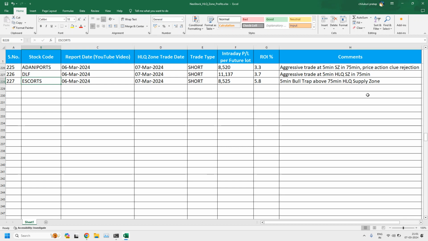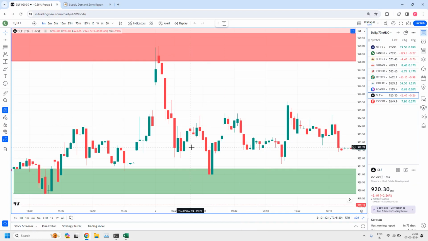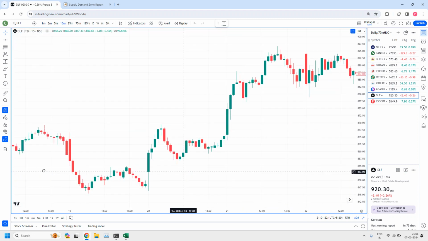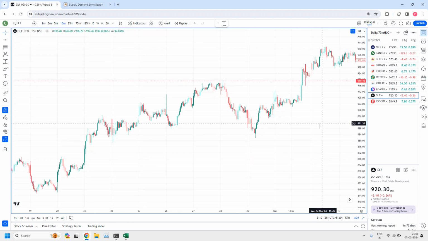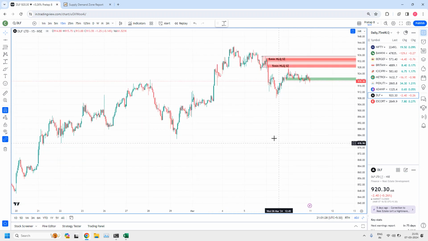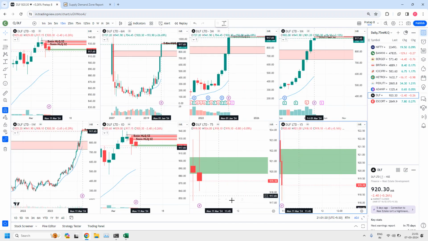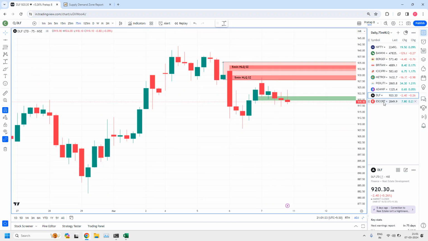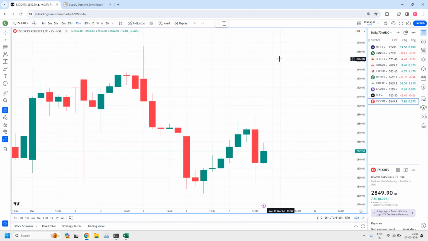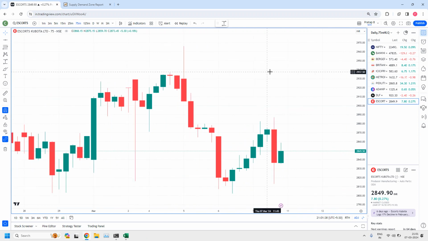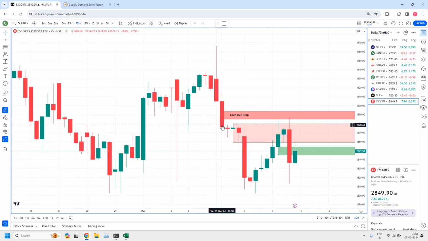This is based on the bull trap, and also we know the ESCORTS zone will be violated. So let's get into ESCORTS. This is a 75-minute zone. First let me show you the 75-minute zone. So I'm changing the time frame to 75 minutes and selecting the stock ESCORTS. This is a stock 75-minute zone, drop, base, drop. Above there is a 5-minute bull trap.